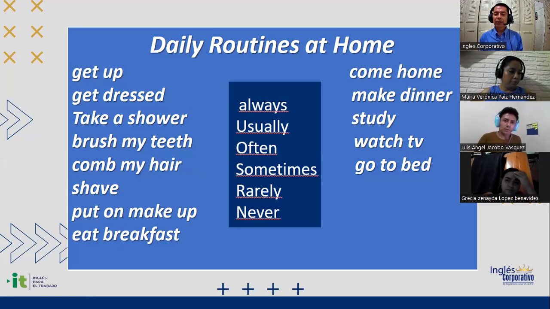Okay, no, no, no, only one or two. Okay. I usually get up at 5 a.m. Okay, listen. Luis usually gets up at 5 a.m. Continue, Luis. I usually get dressed at 5:30 a.m. Good. Luis usually gets dressed at 5:30 a.m. Thank you very much. Veronica, give me two examples.